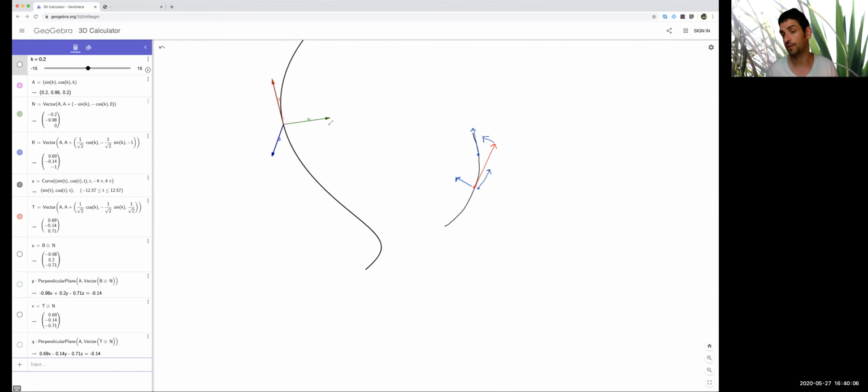So physicists will often use these kinds of vectors, the tangent and unit normal, to divide up the acceleration that a particle experiences. We'll do some work on that in a later video, but I wanted to give a little clue as to why we're caring about these three vectors.